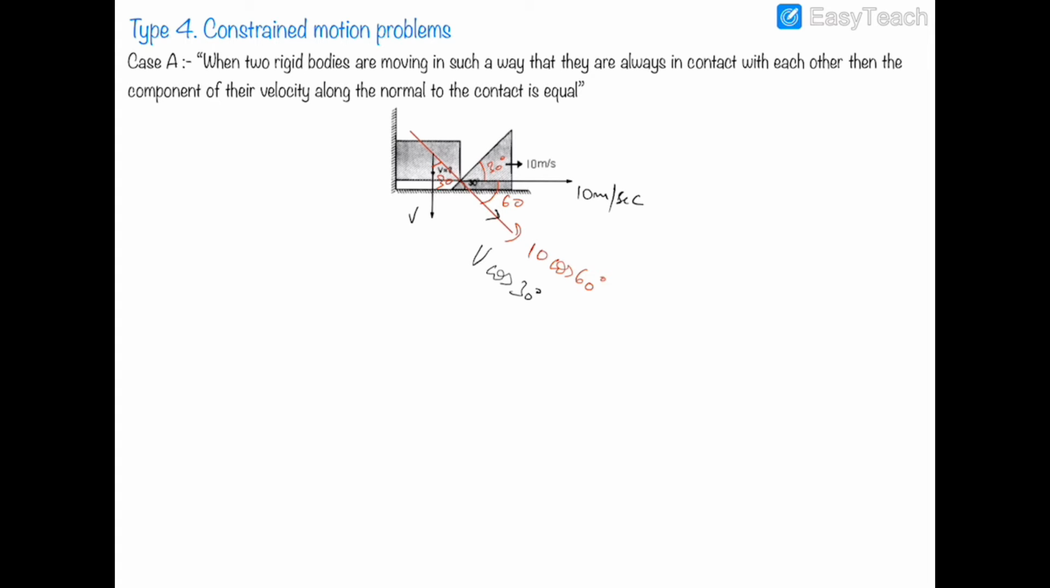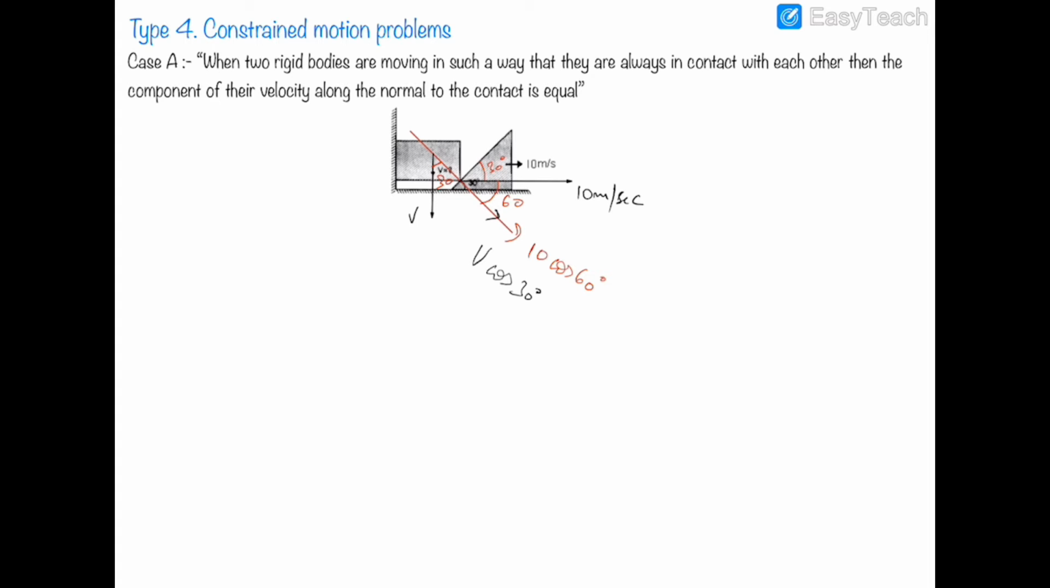also correct because if you imagine a situation, if v cos 30 will be greater than 10 cos 60, it will mean that this rectangular block is moving faster along the normal as compared to the wedge. And if this rectangular block is moving faster along the normal downwards, then it will dig a hole in the wedge. But it is not the case.